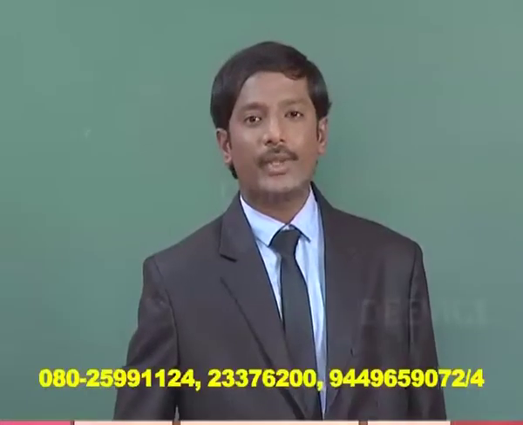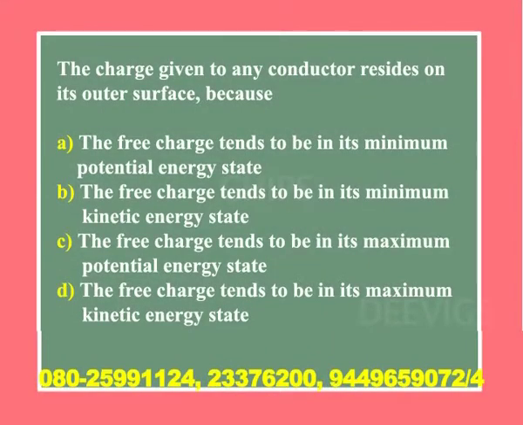Let me take up the next question. The charge given to any conductor resides on its outer surface because option A, the free charge tends to be in its minimum potential energy state. Option B, the free charge tends to be in its maximum kinetic energy state. Option C, the free charge tends to be in its maximum potential energy state. Option D, the free charge tends to be in its maximum kinetic energy state.